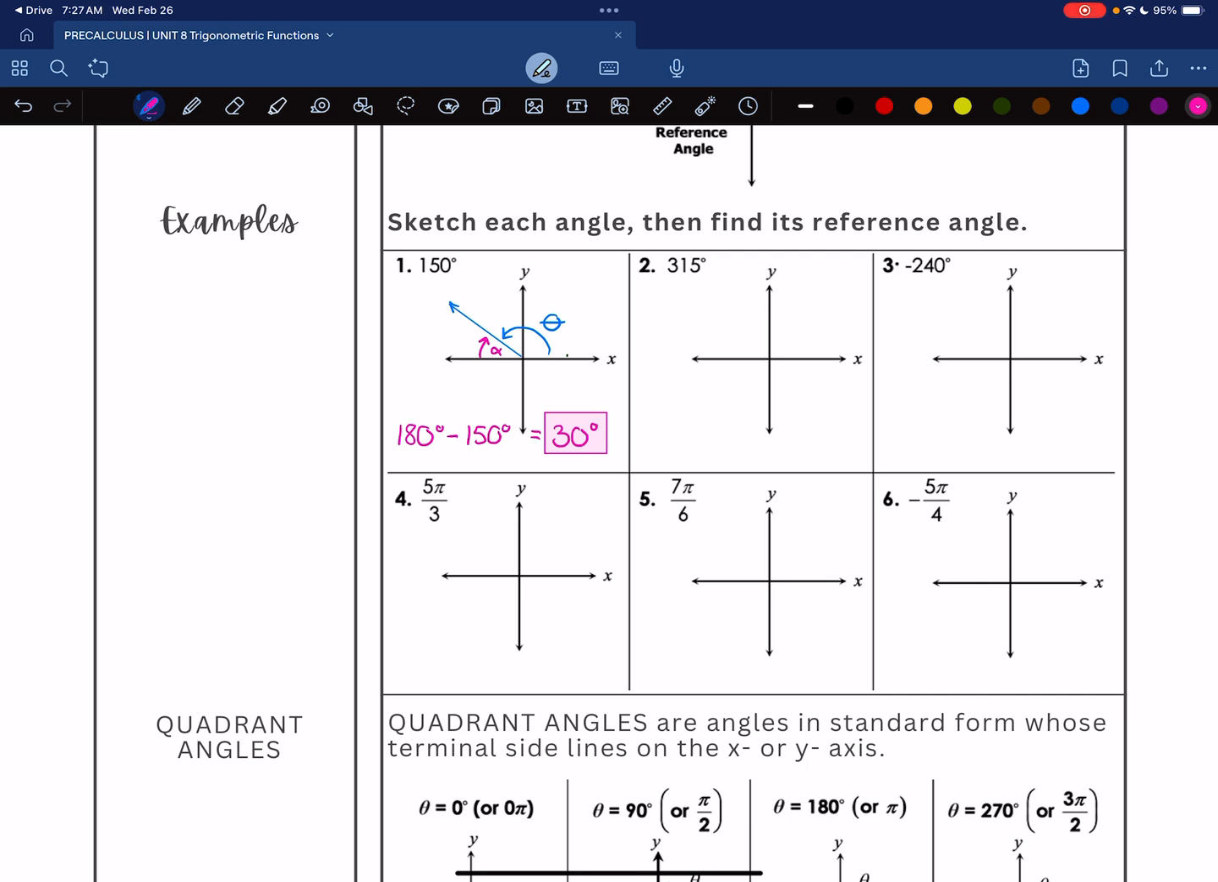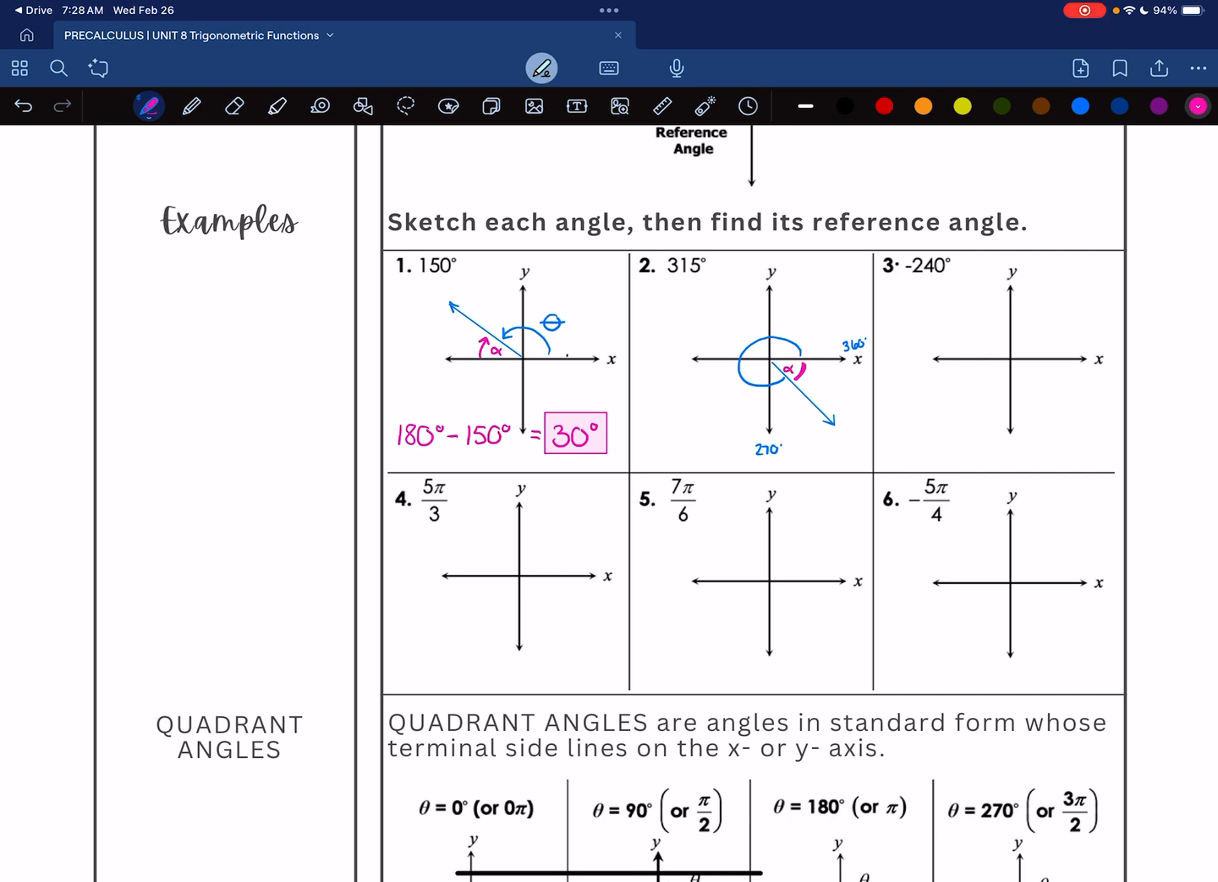Now let's look at this next one. 315 degrees. In which quadrant is that angle going to terminate? Yeah, it's in this final fourth quadrant, because right here, this is 270 degrees, and this right here, if we went all the way around, would be 360 degrees. So our alpha is always from the terminal side to our x-axis. It is this angle right here.